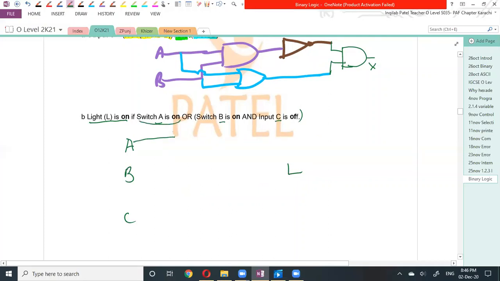We will draw a single line. Then we will open this bracket. This bracket says switch B is on, and C is off. So we will apply a NOT gate on C. Off means 0. And both of them, C is off. So we have applied the NOT gate over here. And both are AND.